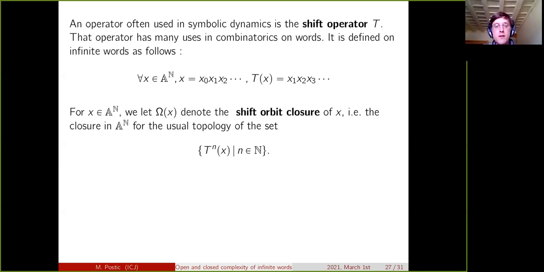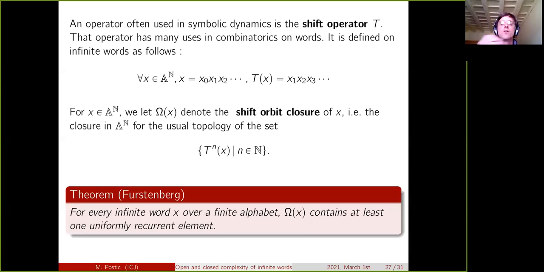So this is very interesting, because if x has a bounded closed complexity, that's going to be the case for every word in the shift orbit closure of x as well. And the theorem I'm going to use in the rest of the proof is that the shift orbit closure of every word x contains at least one uniformly recurrent element.